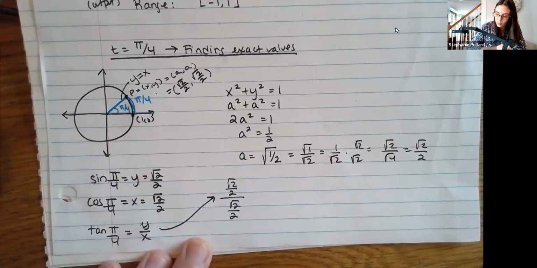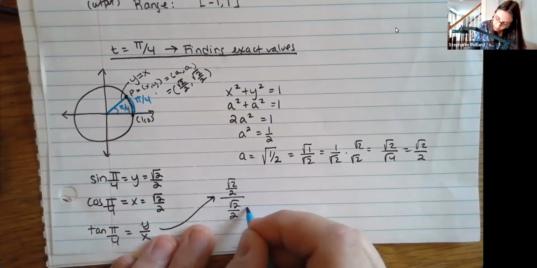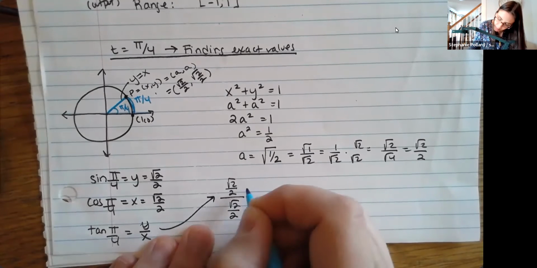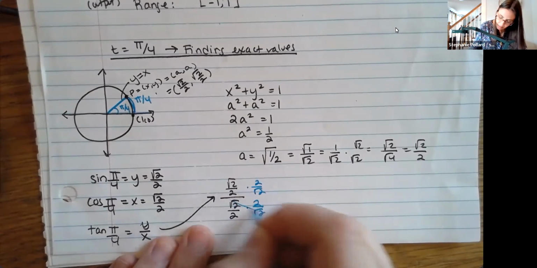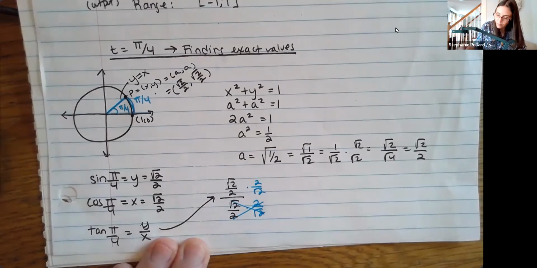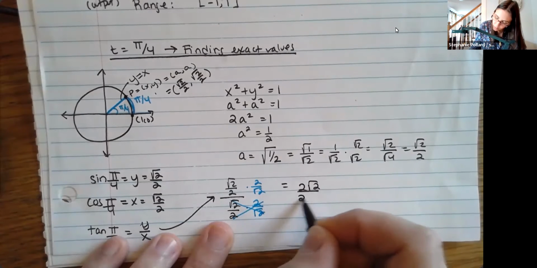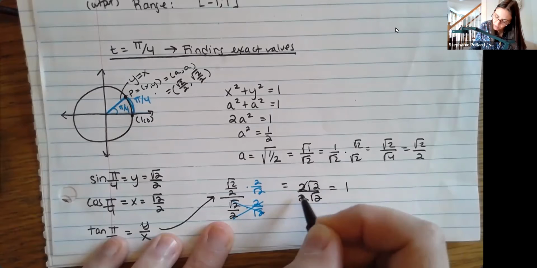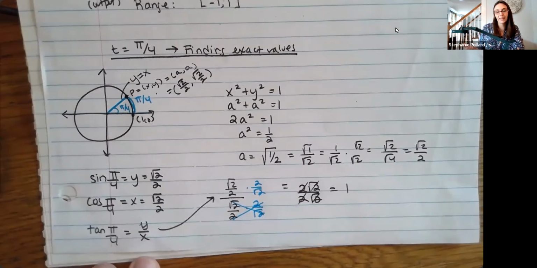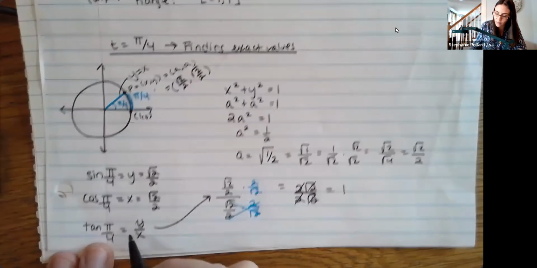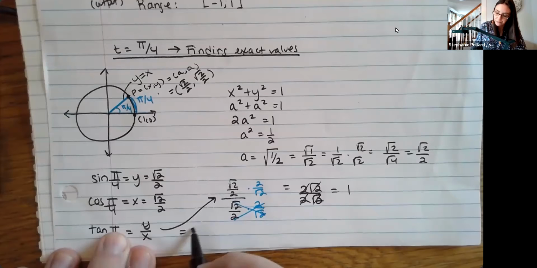But if you're not sure, you can do a little bit of algebra. So we can flip that denominator and multiply it on top and bottom. That's how we cancel it out from the denominator. And then you end up with 2 root 2 over 2 root 2. And hopefully now you can see that everything's going to cancel and you're left with just 1. So tangent of pi over 4 is 1.